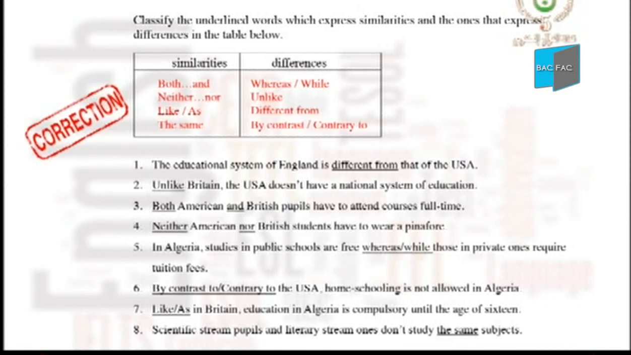Sentence 5, "whereas" and "while." Yes, they are used to express a difference. Sentence 6, "by contrast to" or "contrary to." Of course, this is to express a difference. Sentence 7, "like" and "as in Britain," express similarity. And the last one, "the same," expresses, of course, similarity. Right? Let's now move to our activity.